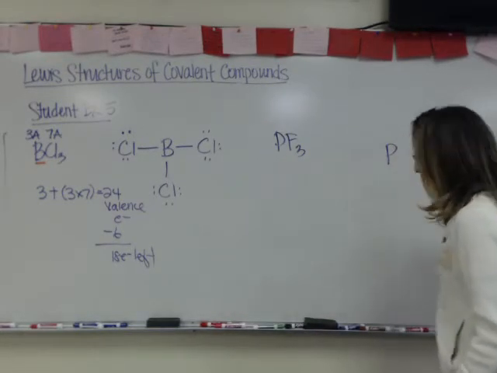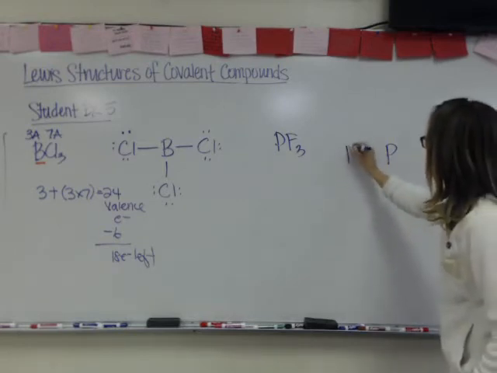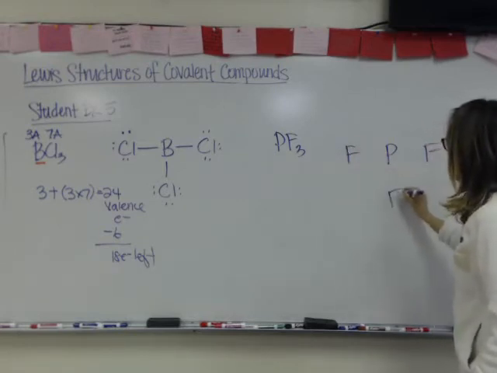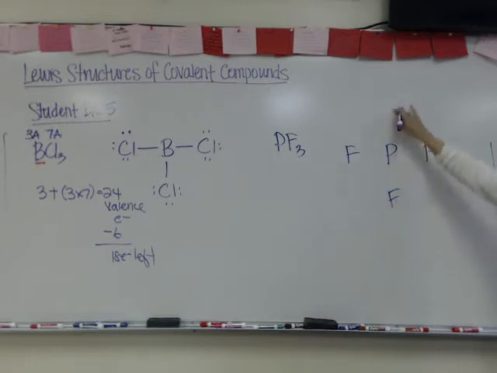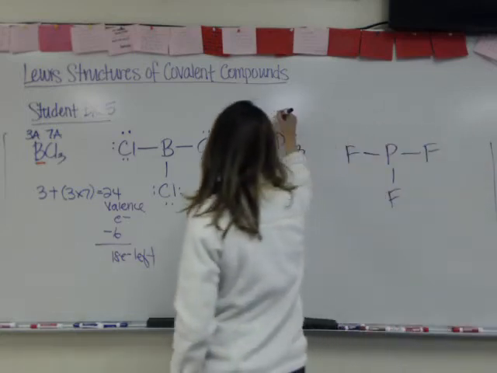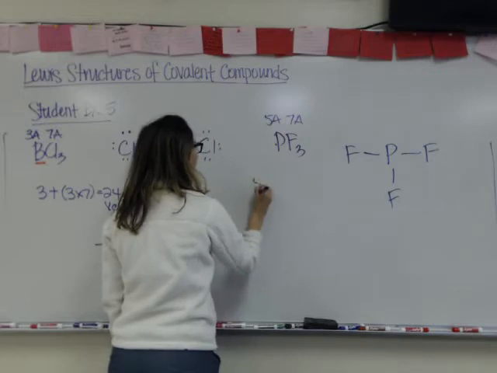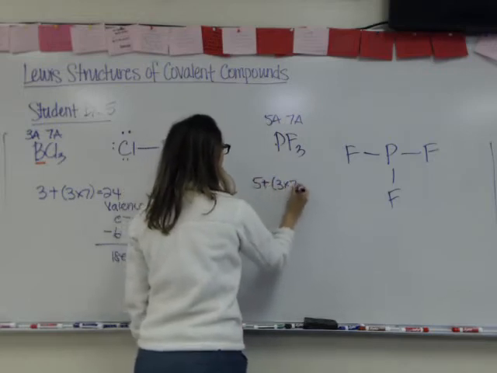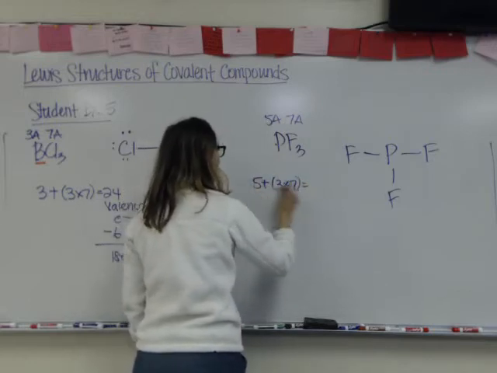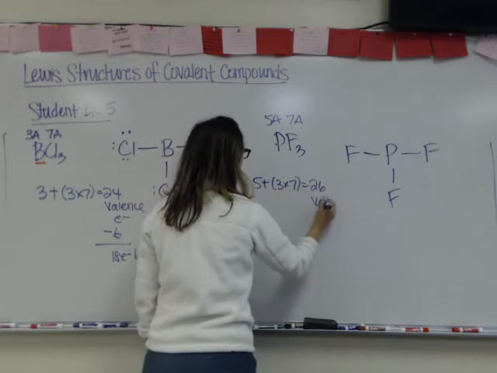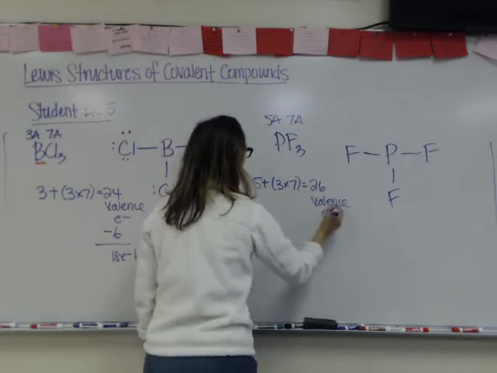Put phosphorus in the middle, make it look symmetrical by surrounding it with the fluorine. Could have put this third fluorine above or below the phosphorus. Connect them with lines. Look at your periodic table. Phosphorus is in group 5A, fluorine is in 7A. 5 plus 3 times 7 is 21 plus 5. This means you have 26 valence electrons.